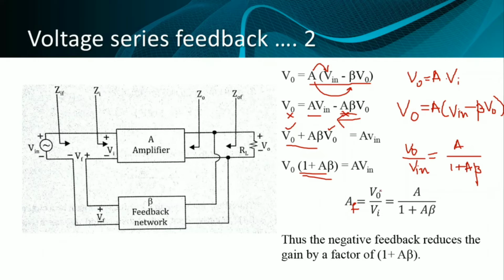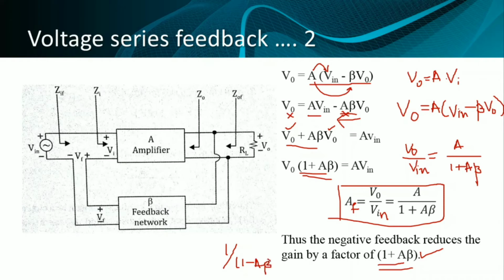So for a closed loop circuit, AF is equal to V naught by Vin. So please rectify this: V naught by Vin equal to A by 1 plus A into beta. This is how you calculate the gain of the overall system. Thus the negative feedback reduces the gain by a factor of 1 plus A into beta. Whereas if you look at the equation of positive feedback, we get minus here. So 1 by 1 minus A beta is definitely greater, it increases the value of your output. Therefore, we can say that negative feedback reduces the gain of the given system.